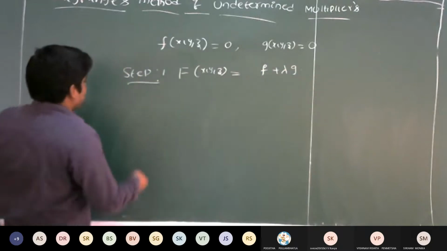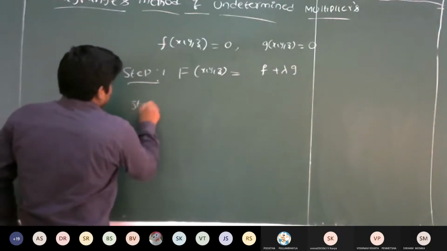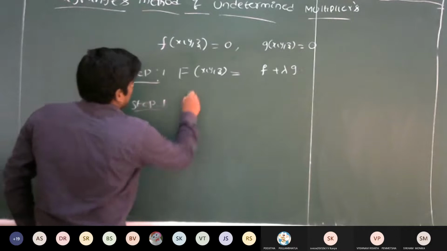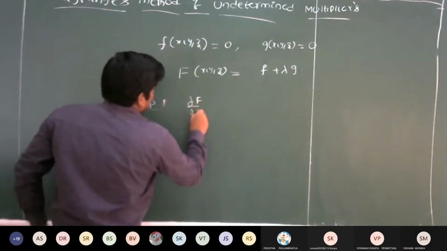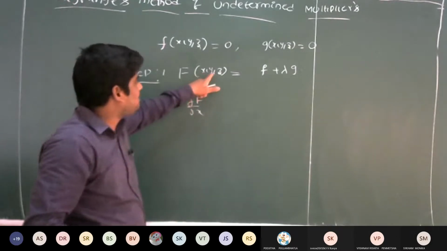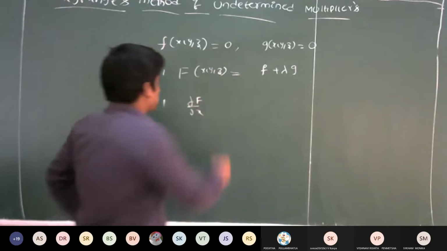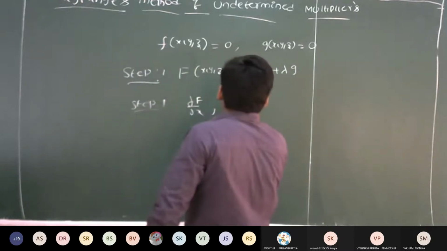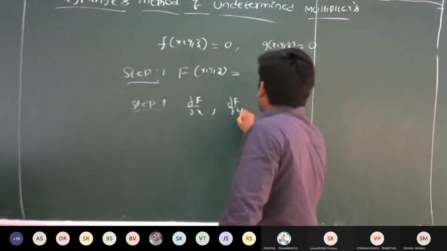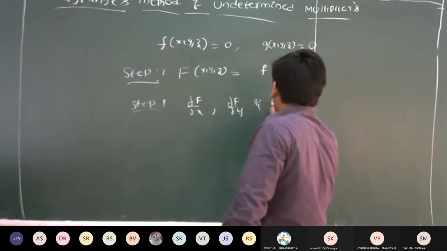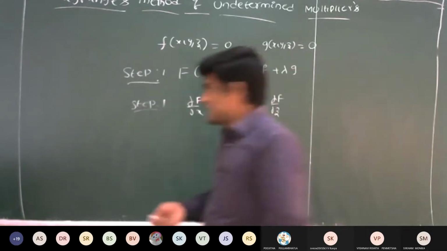Likewise the previous methods, here also we have to calculate dou F by dou x. Why? Because here it is a function of three independent variables. So we have to calculate dou F by dou x, dou F by dou y and dou F by dou z.